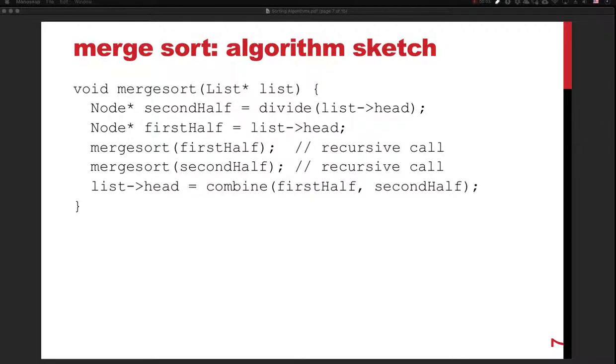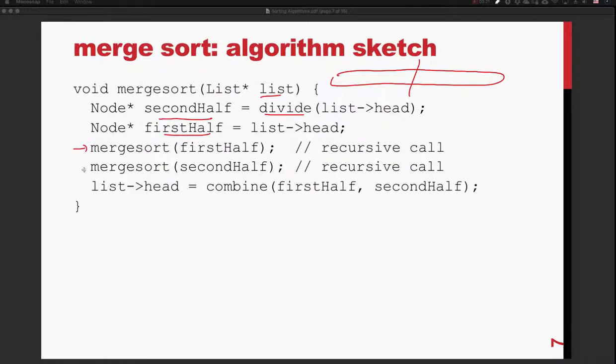Here is the algorithm sketch for the merge sort. Given a list, we first divide it into two halves. This is just a blind cut. Given a long list, you just cut it in half. So we have a first half and a second half.